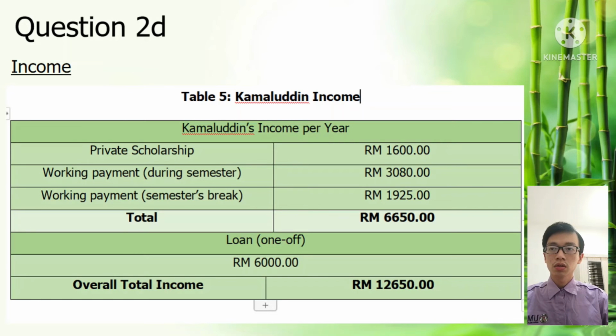Next, moving on to question 2D. So here is the list of the total income for Kamarudin. By adding up the private scholarship, the working payment during the semester, and also during the semester break, Kamarudin can earn a total of 6,650 ringgit. And by adding the 6,000 ringgit that he loaned from his sister, the total income overall will be 12,650 ringgit.